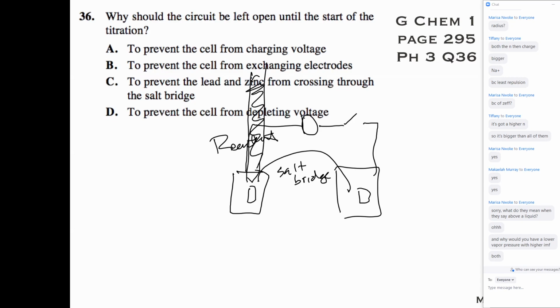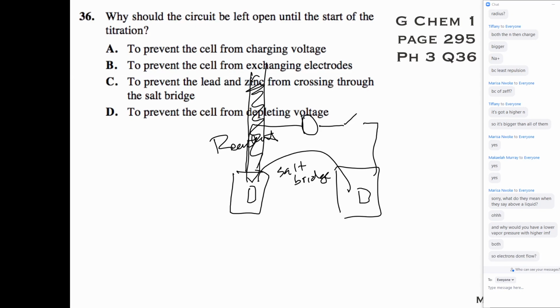Okay, so why are you leaving it open? That seems kind of strange. So electrons don't flow. Exactly. That's the whole reason you want to leave that switch open until it's finally ready to go. And then we're set. So how do you answer that? Or actually I should say, what answer choice best describes that?